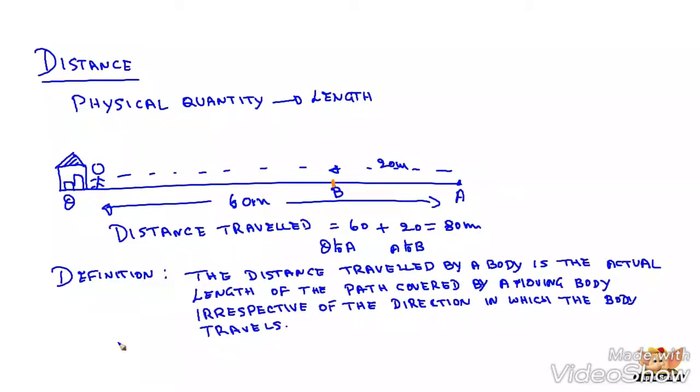The distance traveled by a body is the actual length of the path covered by a moving body, irrespective of the direction in which the body travels. The distance is measured in units as that of length, which are kilometer, meter, centimeter, etc. And distance is a scalar quantity as it has only magnitude and does not depend on direction.